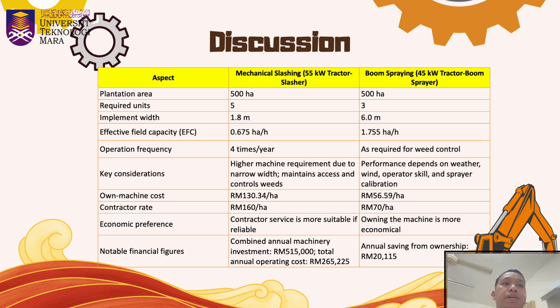In conclusion, boom spraying is more efficient and more economical. However, its performance depends on weather conditions and proper sprayer calibration. Mechanical slashing is still important for maintaining field access and controlling weeds.